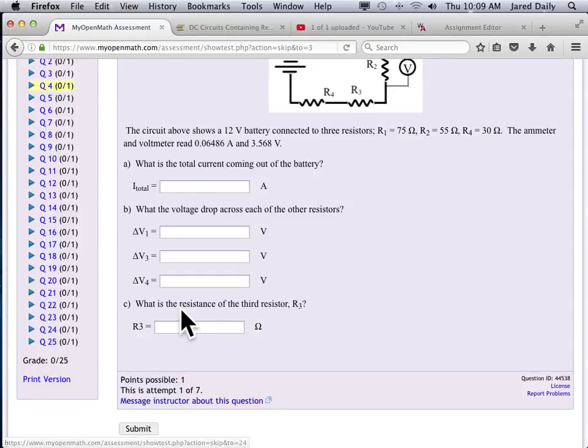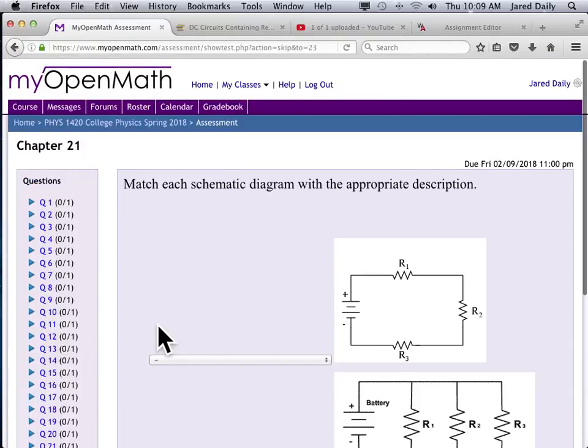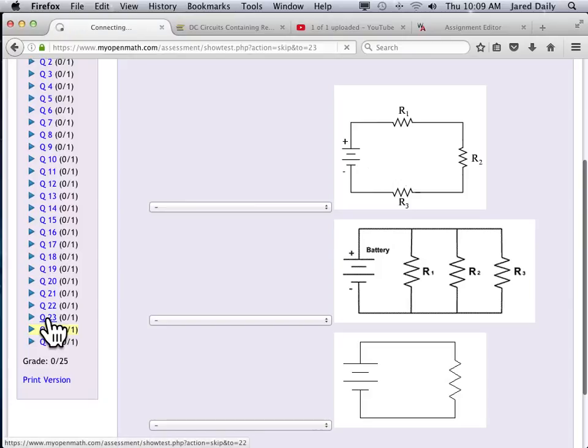That one I can use the voltage drop across the resistor.